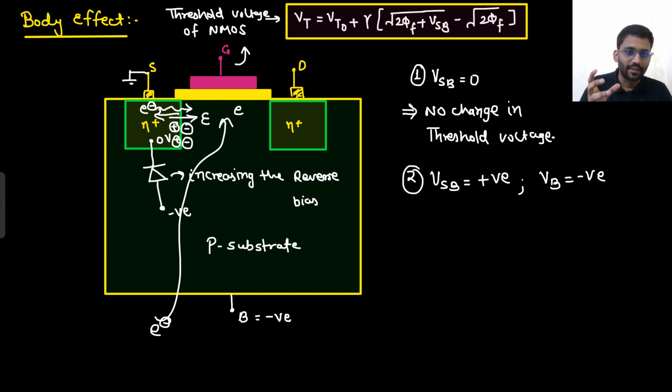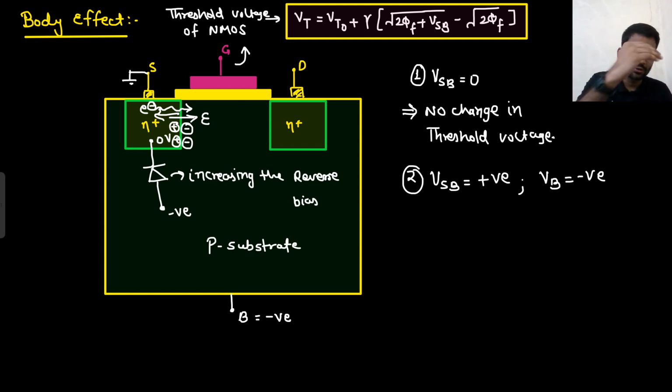Now what is happening? Since the reverse bias is so strong and the electric field is so strong, the electrons are not even reaching there. So for that, you have to apply a higher VGS value. That means your VT will increase. So if the body is at negative potential, that means your VT will increase. Now one doubt people can get.